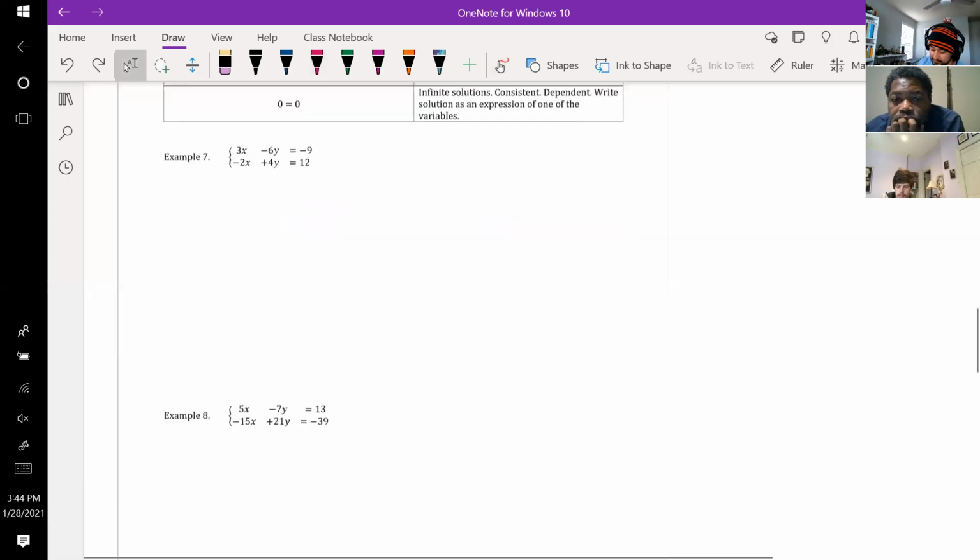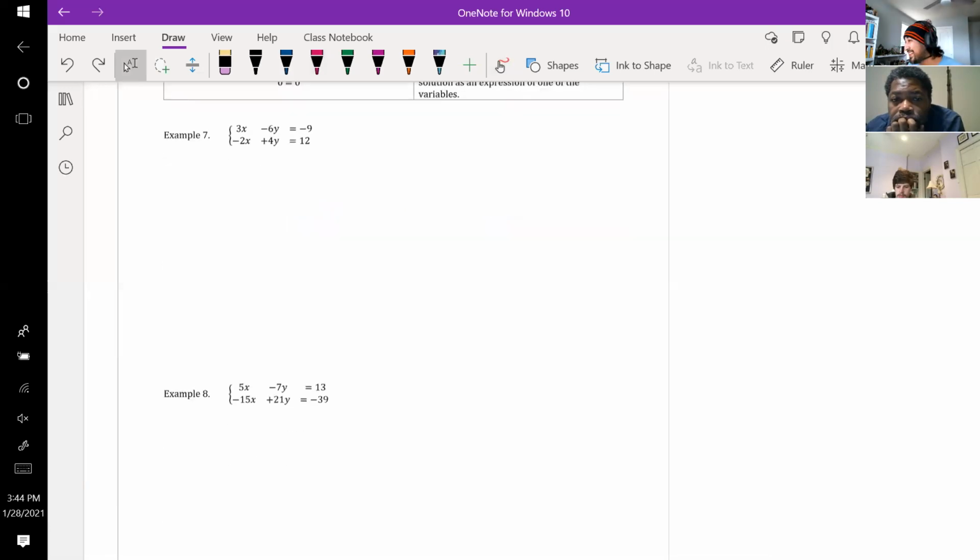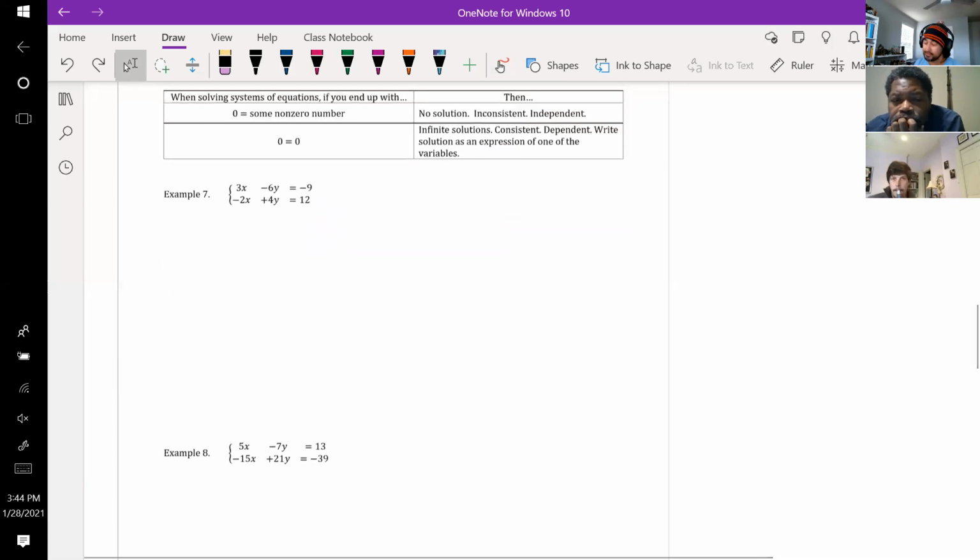So I'll give you guys a moment. I want you guys to solve example 7 and example 8 and see what you come out with. And your answers are going to look very similar to what you see in the table above you, but solve them by whatever method you like. If you like elimination, use elimination. If you like substitution, use substitution. I'll give you guys some time to go over those. And I will say pick one method and stick with it.